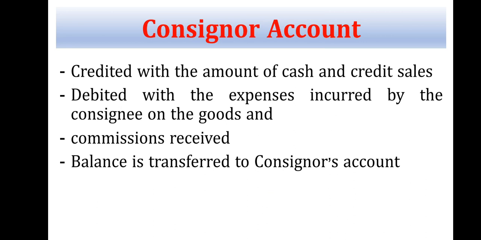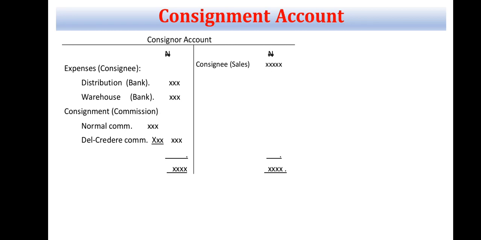So in short, if we look at the consignment account in the books of the consignor and in the books of the consignee, the consignor, the owner of the goods, will prepare the consignee account, while the consignee will prepare the consignor account. If we look at these two accounts, they are almost the same thing. The only difference is that the entries at the debit side of the consignee's account prepared by the consignor will appear at the credit side of the consignor account prepared by the consignee. All the entries are the same, but on two different sides of the account.